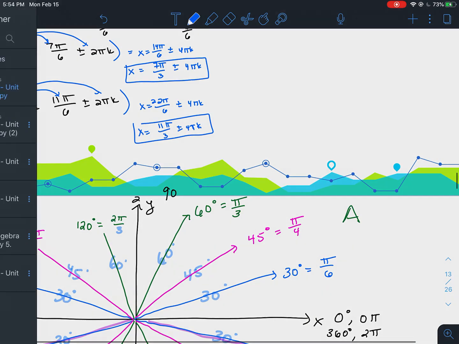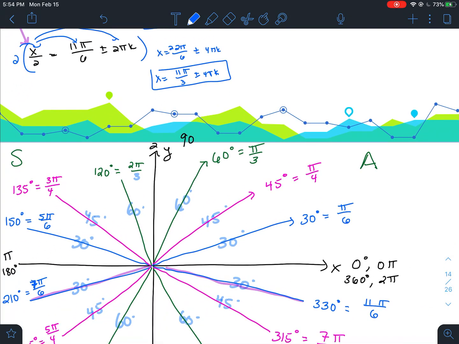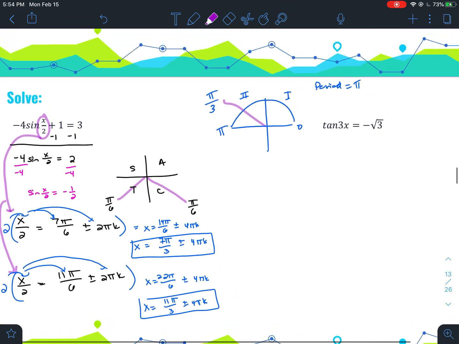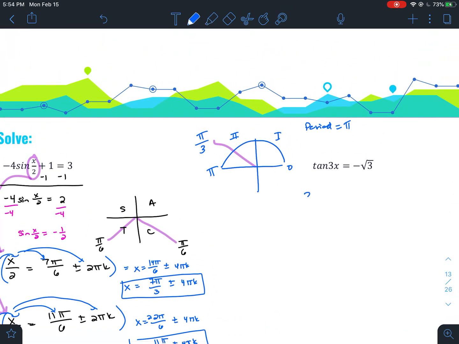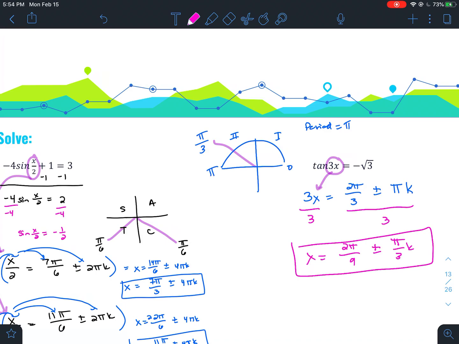So the pi over 3 in the second quadrant is going to be right here, which is 2 pi over 3. So I need 2 pi over 3. So I have 3x equals 2 pi over 3, and then plus or minus the period. The period for tangent is pi, so plus or minus pi k. And so now our last step is we need to solve for x, so we have to get rid of the 3. So we're going to divide everything by 3. So x is going to equal 2 pi over 9, and then plus or minus pi over 3 k. And so that would be my equations that would work for that equation.